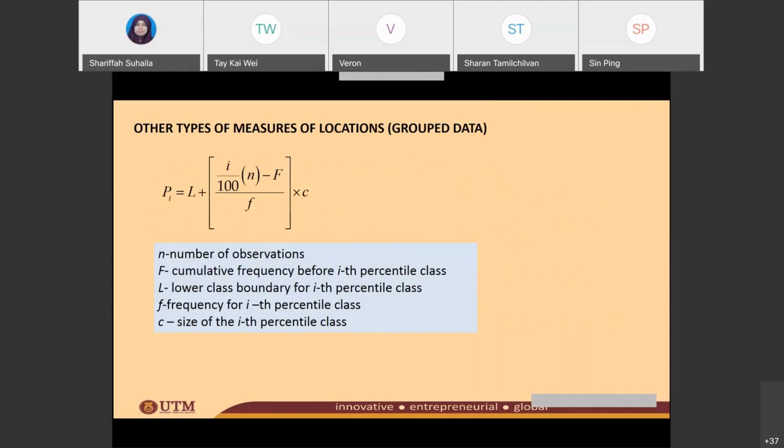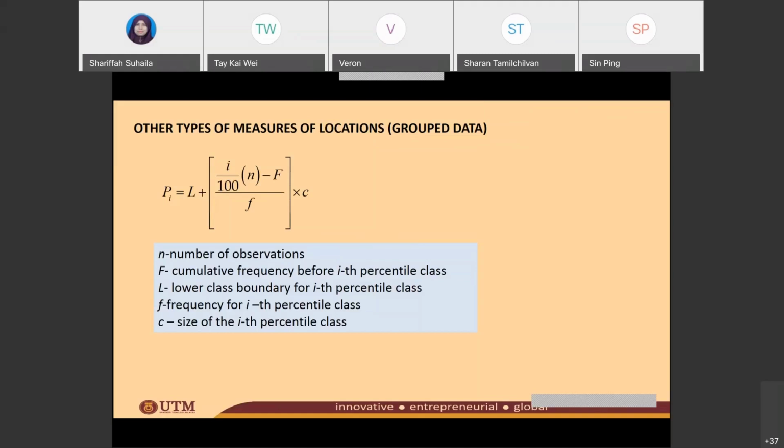The task that I did not discuss in the class, I think you can do on your own. That's 1.1, 1.11. So again, this one for grouped data. For Pi, your percentile, you have N, the number of your observations. Capital F is your cumulative frequency before the i-th percentile class. L is your lower class boundary. Small f is your frequency for the i-th percentile class. And C is your size of the class.